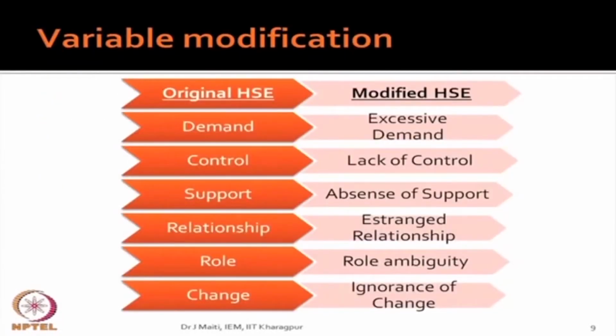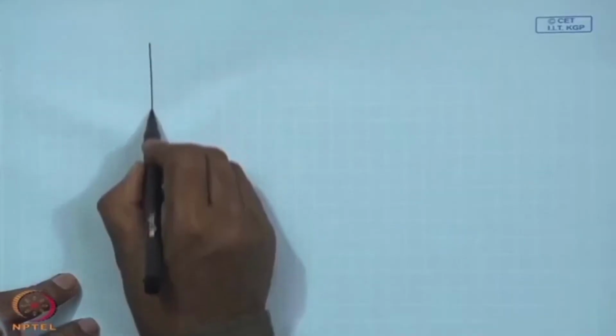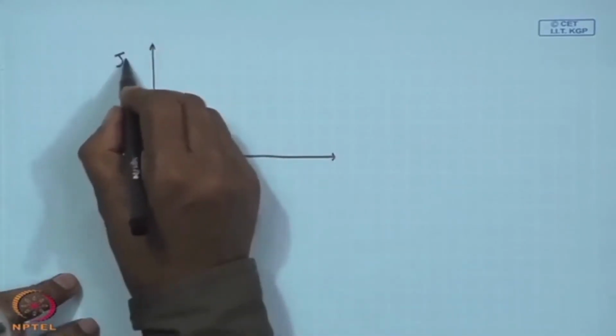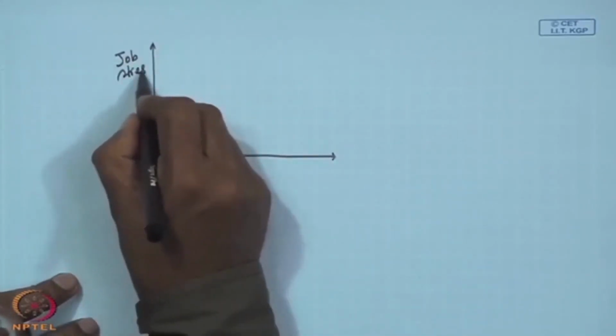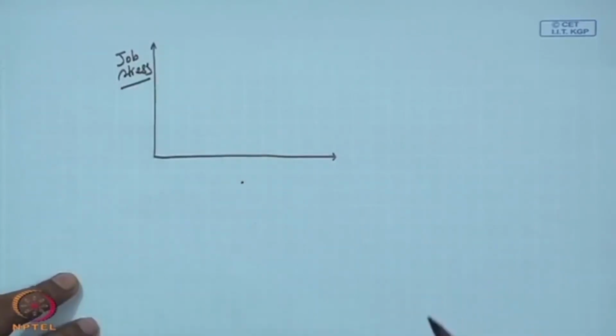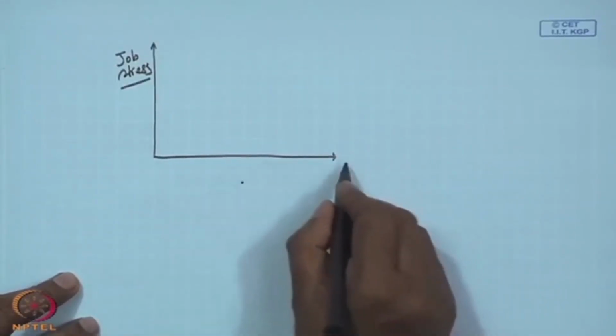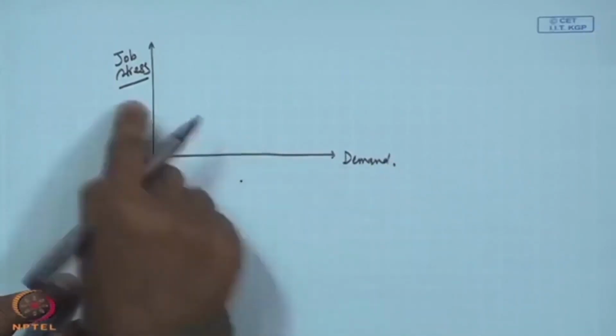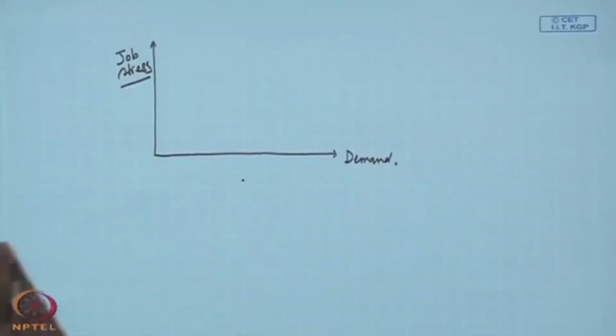For analysis purposes, we have done a little modification. What is this modification? It is like this: job stress is a negative sense variable. That means higher job stress is not good, but demand is also, if demand is higher, this is also not good. Then I can say they are in the same quadrant.